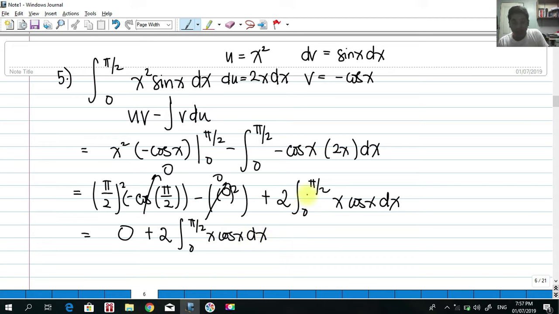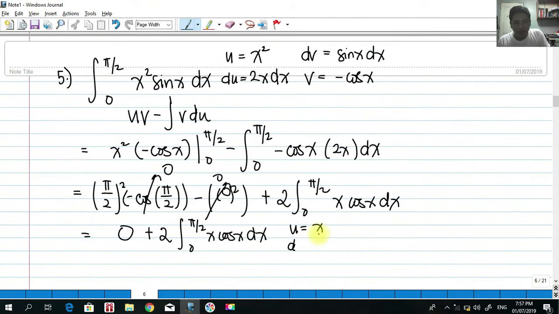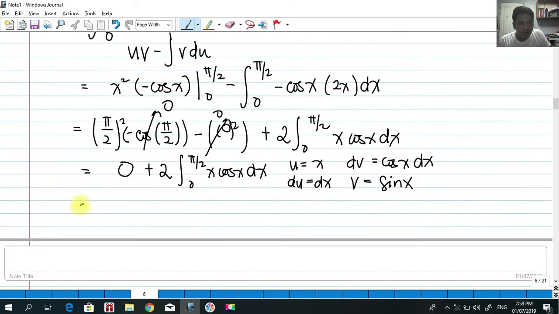Again, this is integration by parts. We should choose u as x, and du should be equal to dx. And what's next? We have dv as cosine of x dx, and if we integrate that, that should be equal to sine of x.